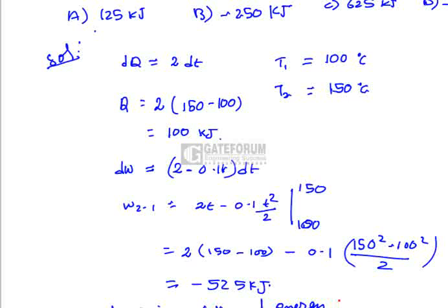Now the change in internal energy for a system is given by energy is equal to Q minus W. So which is equal to 100 minus 525. So is equal to 625 kilojoules. So the change in energy of a system is equal to 625 kilojoules, and in the options the right option is C. C is the right answer.